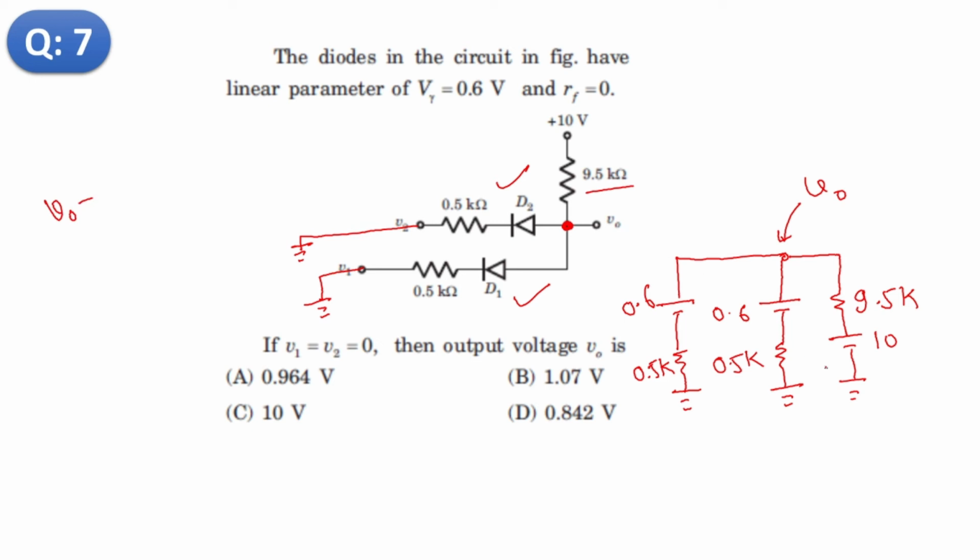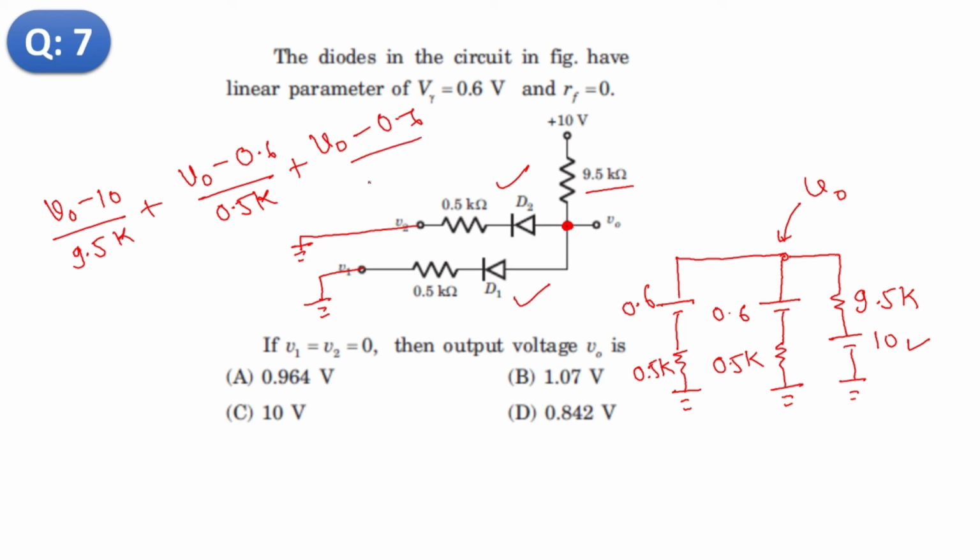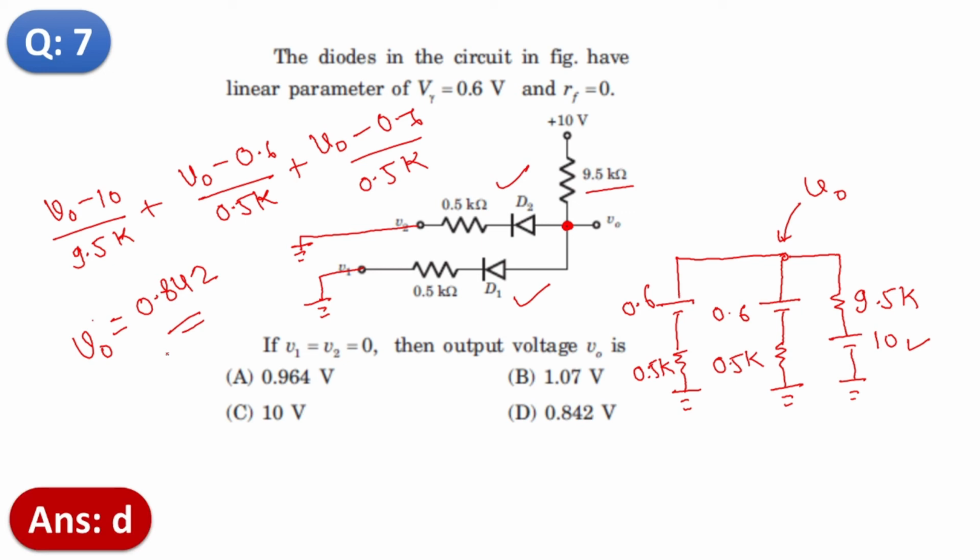So (VO minus 10) divided by 9.5k, plus the current in this branch, that is (VO minus 0.6) divided by 0.5k, plus in this branch, (VO minus 0.6) divided by 0.5k. From this equation you can calculate VO, and this VO will be 0.842. Okay, from this equation you can calculate. So the correct answer for this question is option number D.